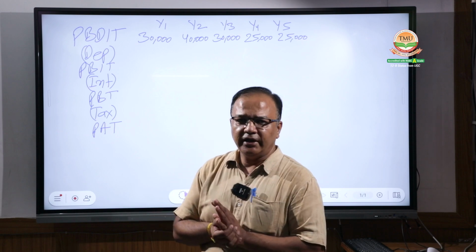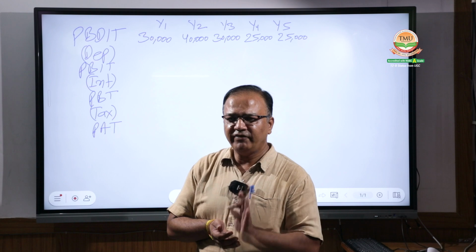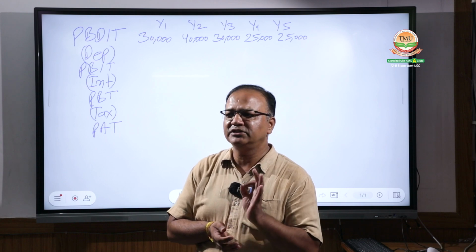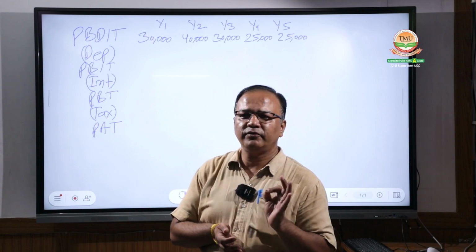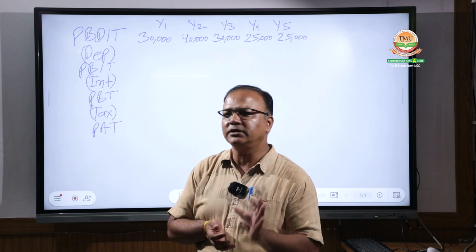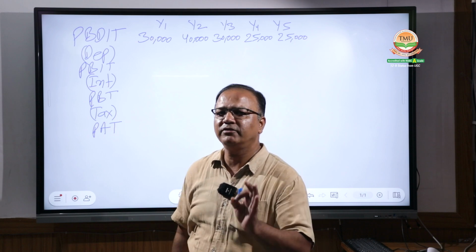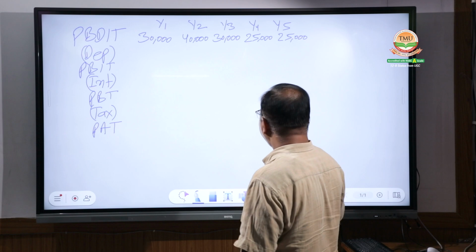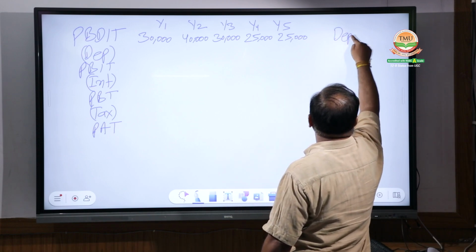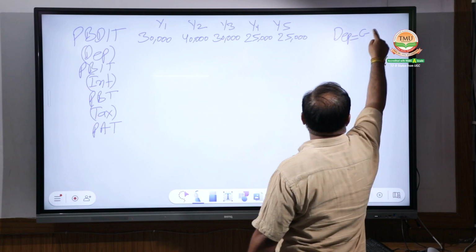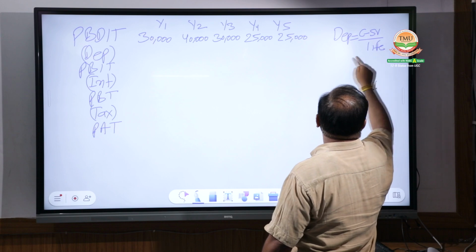Now, first of all, you have to find out the amount of depreciation. As I have discussed, in this problem the method of charging depreciation was not given. And whenever the method of charging depreciation is not given in the question, we have to assume that the method of depreciation will be straight line method. For the straight line method we have a simple formula: depreciation is equal to cost minus scrap value divided by life.